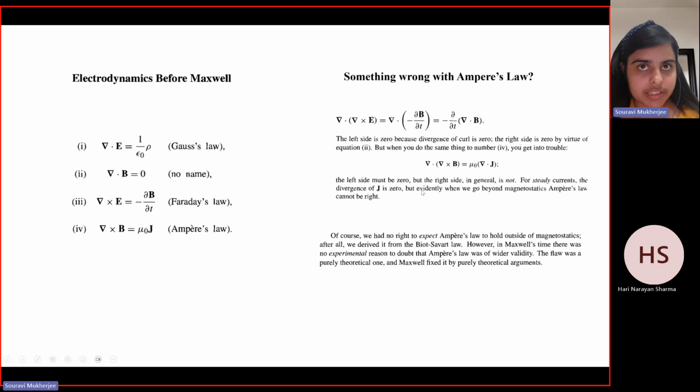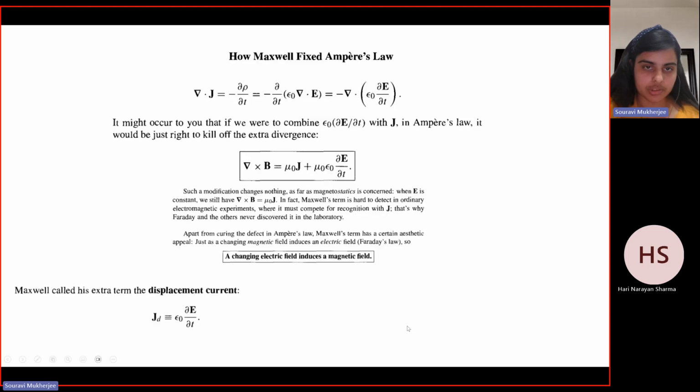It is 0 in cases of steady currents. It's not 0 otherwise. So that means there's something wrong. This does not hold always, right? And this was the change. So something has to be changed here, and that change was brought by Maxwell. Okay, and let's see what was done.